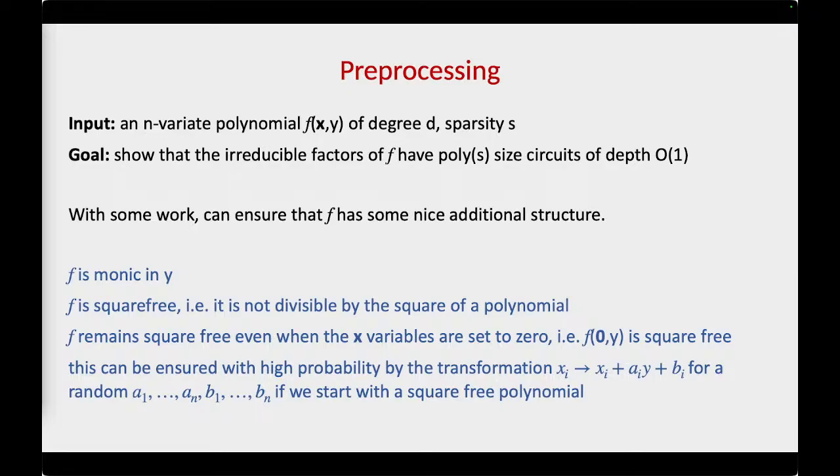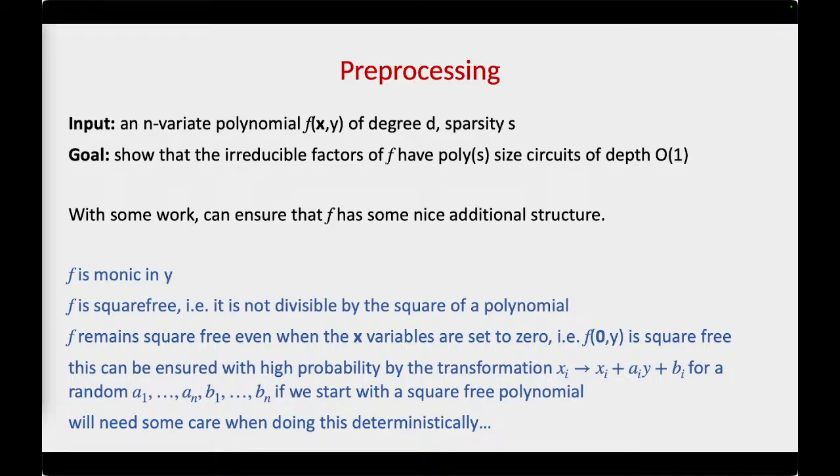And if f happens to be a square free polynomial to start with, the first and the third things, ensuring that f is monic in y and ensuring that f remains square free even when the x variables are set to 0, can just be done by basically translating the x variables in the following form. So we replace the variable x_i by x_i plus a_i times y plus b_i, and we can pick a_i's and b_i's at random. Now you're losing sparsity? Now we will lose sparsity, yeah. But the depth doesn't increase very much. So if we start with a square free f, this translation will help us ensure the other two properties.